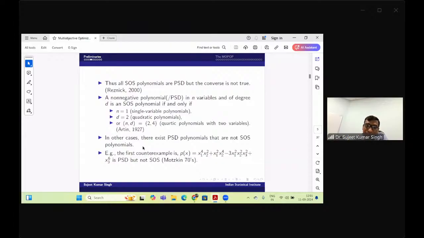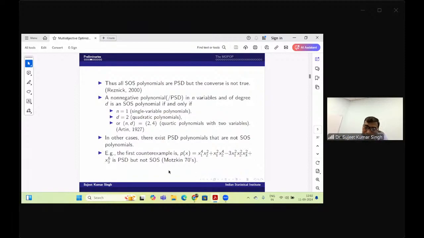And the first such example was given around the 1970s, and the first example is the Motzkin polynomial. This Motzkin polynomial is a three-variable, degree 6 polynomial, and it has been proved to be non-negative, but it has been shown to not be a sum of square polynomials. So we finally conclude that not all non-negative polynomials are sums of square polynomials. But if it can be expressed as a sum of square polynomials, then we can ensure its non-negativity.